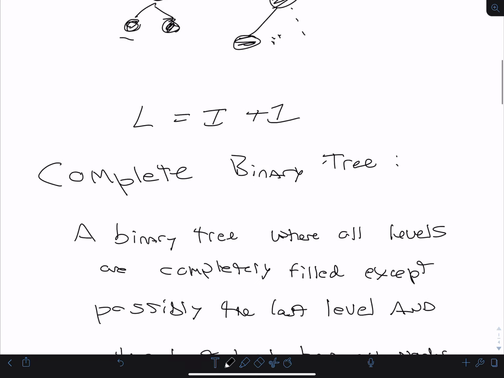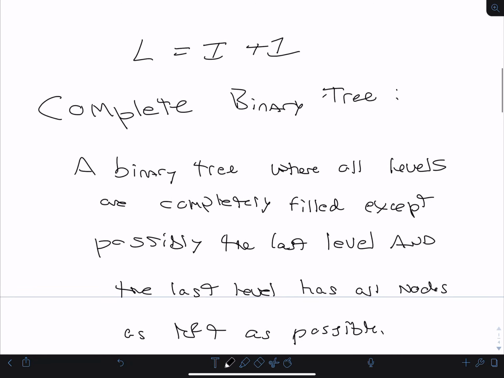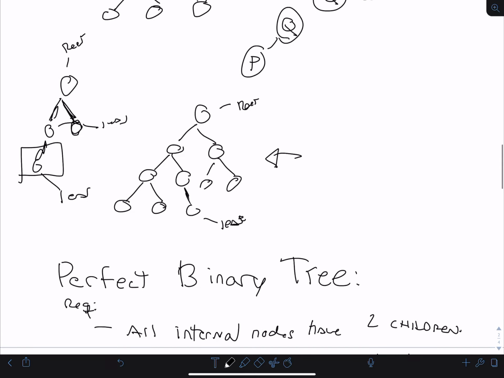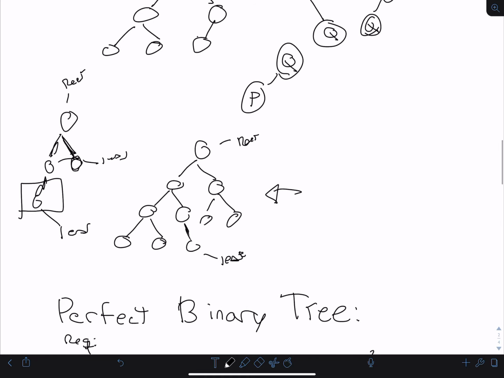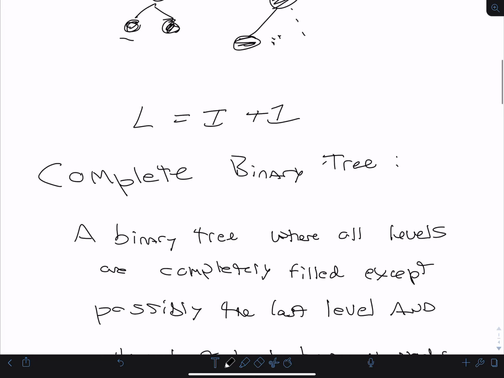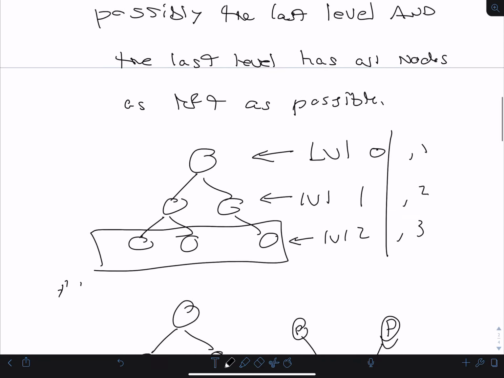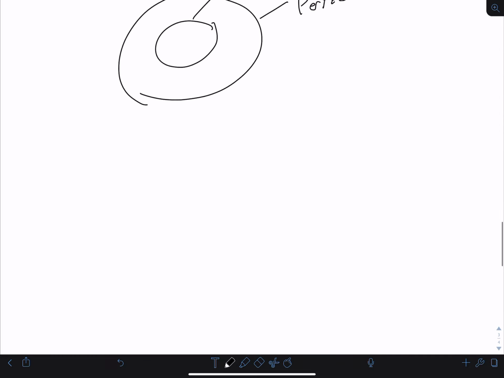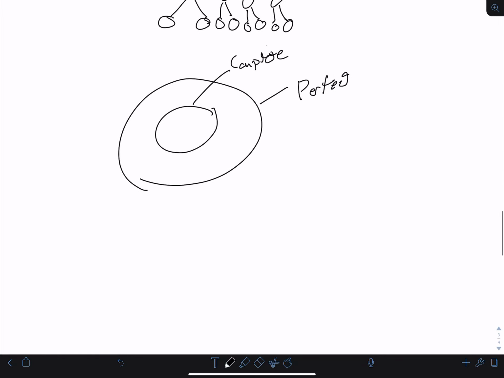Full is 0 or 2 children. That one would not apply for this one. Because this is okay, I think. Complete is levels are completely filled except for the last level. Yeah, so I think full would be inside perfect, but not overlapping complete. Yeah, like that. I like this Venn diagram. I should have done that in other classes.